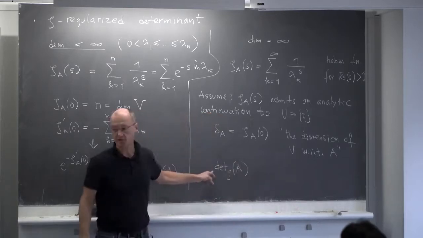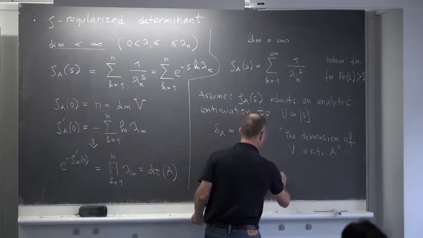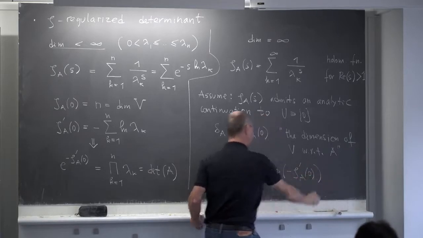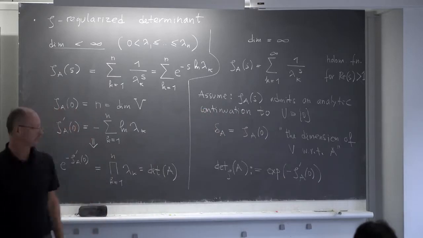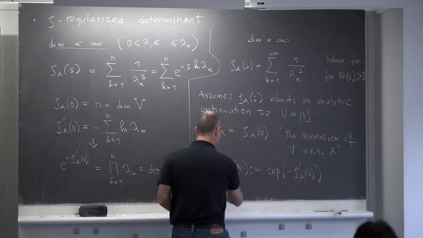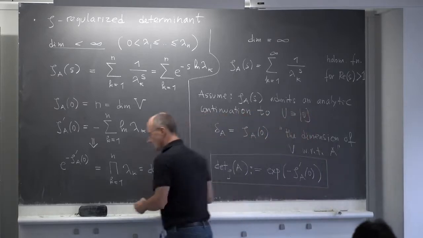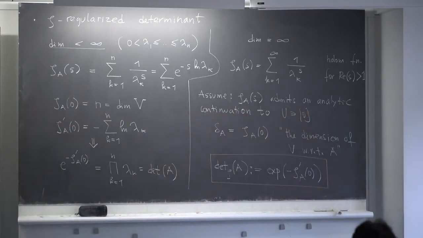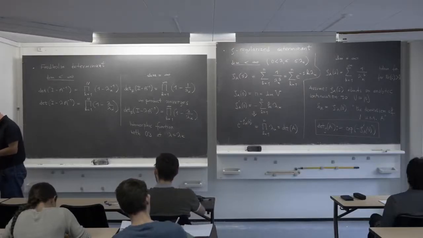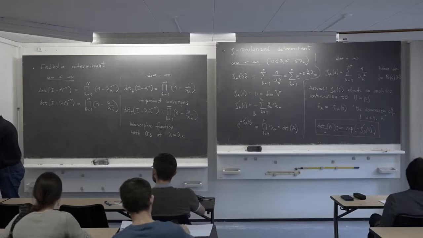And we define the zeta regularized determinant of A by definition as the exponential of minus the derivative of zeta at 0. Of course, just by that formula. Let me state one proposition with a proof, one theorem, probably without proof, and then we'll finally look at an example.